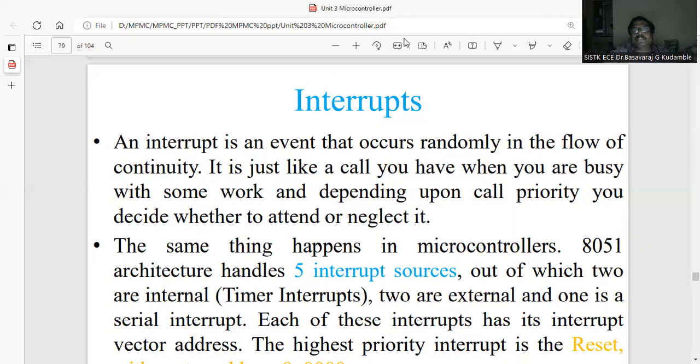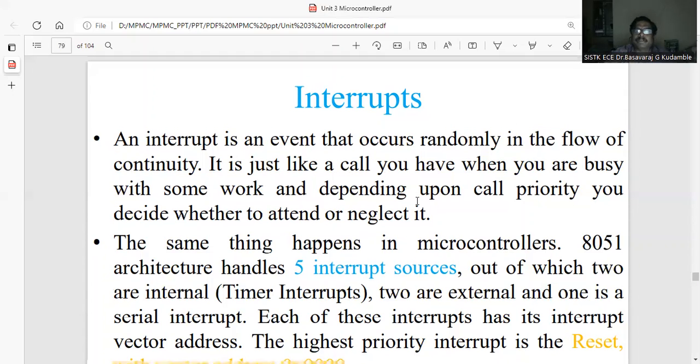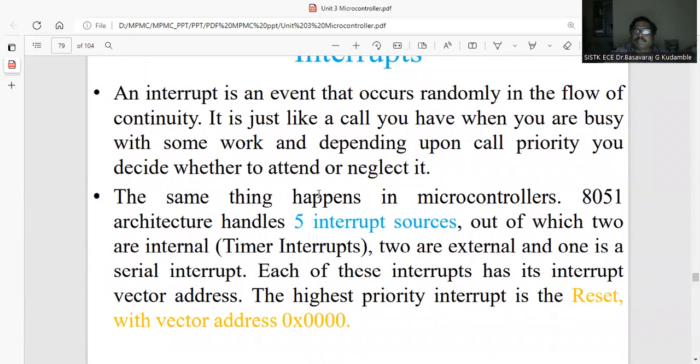Let us see what are the different types of interrupts. An interrupt is an event that occurs randomly in the flow of continuity. It is just like a call: when you are busy with some work, depending upon the call priority, you decide whether to attend or neglect. Similar concept, interrupt also. Whenever the processor is working, it will receive the interrupt. It may provide service or may not, depending upon its priority, its status, whether it is enabled or not, or maskable or not. The same thing happens in the microcontroller.